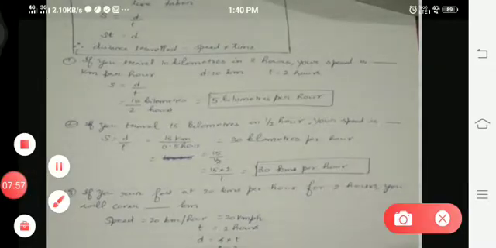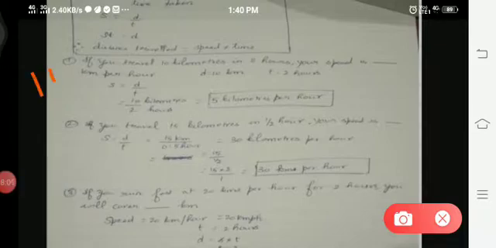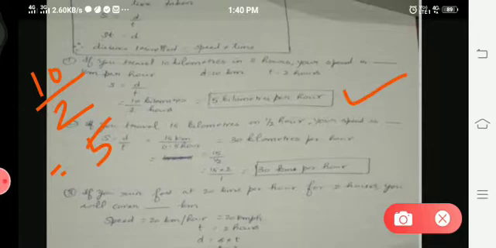I will explain it. So if you travel 10 kilometers in 2 hours, what is the speed? So the answer is simply divide 10 by 2. That is equal to 5 km per hour. That is the answer here. Simply divide distance traveled by time taken. 10 divided by 2 equal to 5.